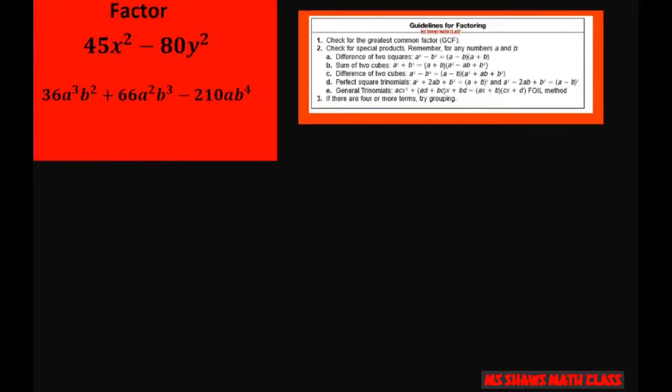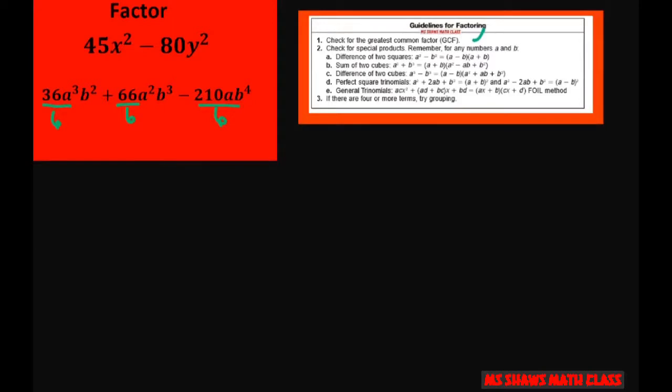Now the next one, we're going to do the same thing. The first thing, let's check for the greatest common factor. Now, I noticed these were divisible by 6. That was the easy one. And then I used my calculator, and I determined this is also divisible by 6.